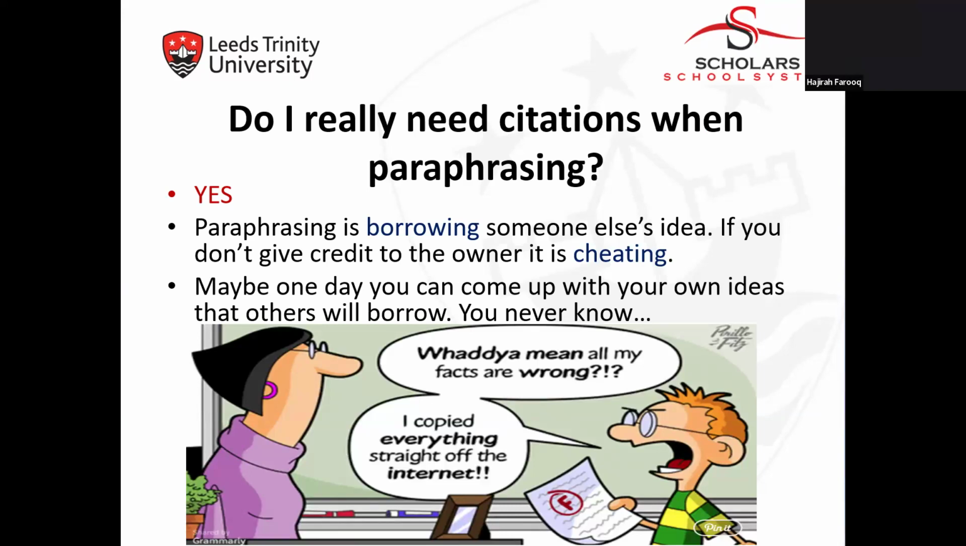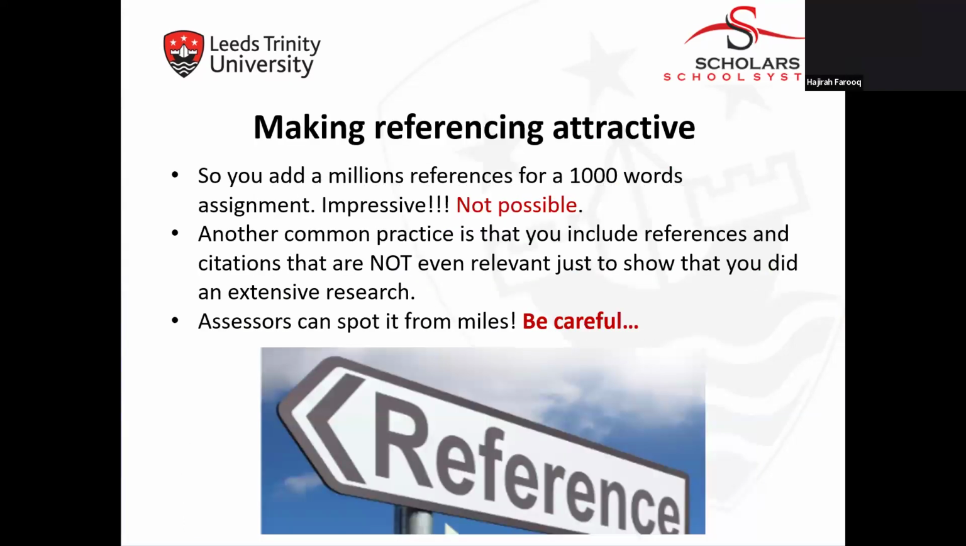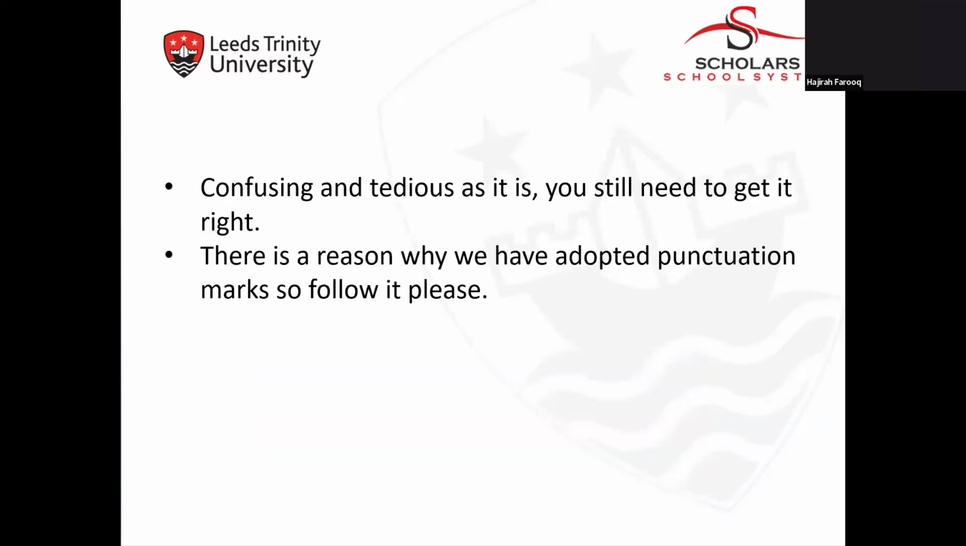And we discussed the same topic a little further, and how we can make referencing a little attractive. You add millions of references for a 1,000 word assignment, which is impressive, but it's not possible. Another common mistake is that you include references and citations that are not even relevant, just so that you can show that you have done some extensive research, but assessors can spot that very easily. So you have to be very, very careful about that.